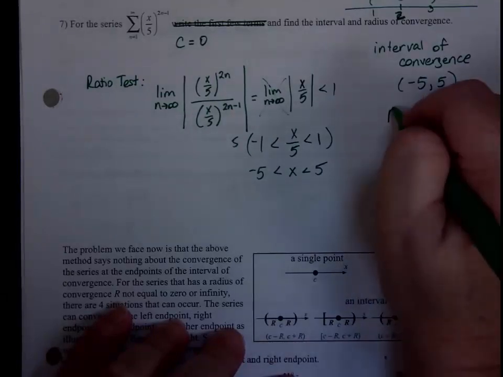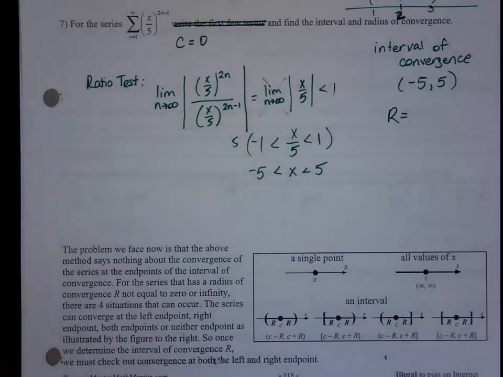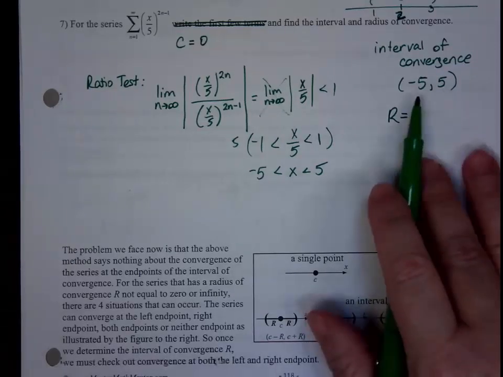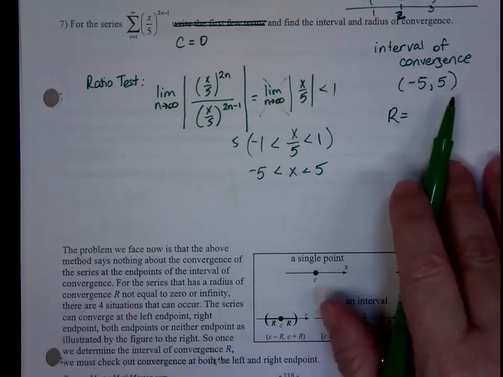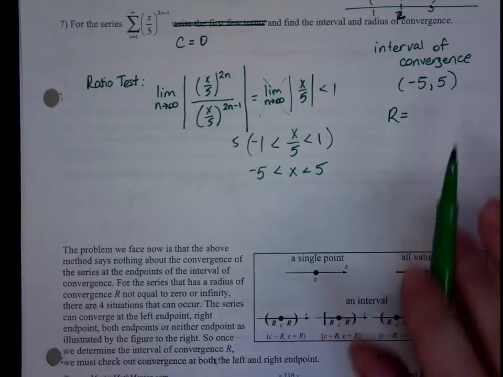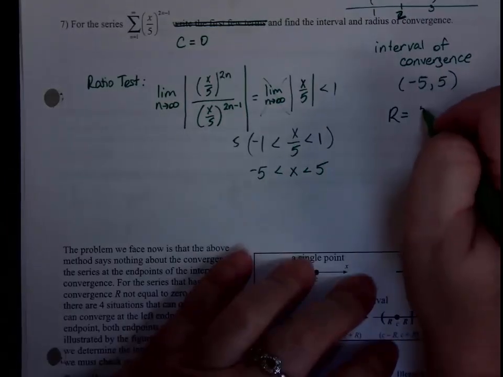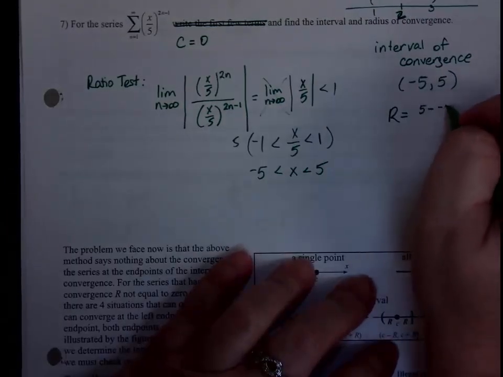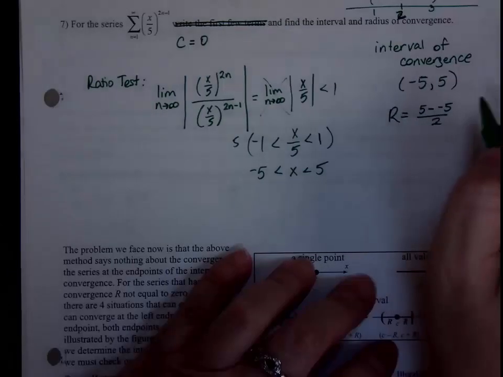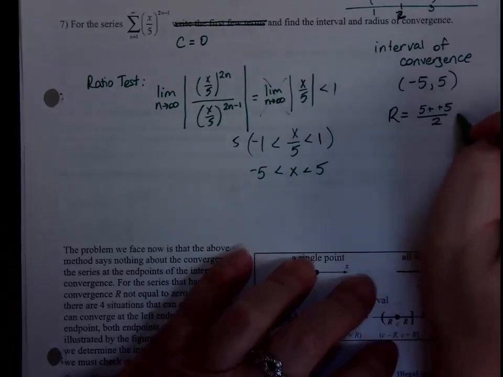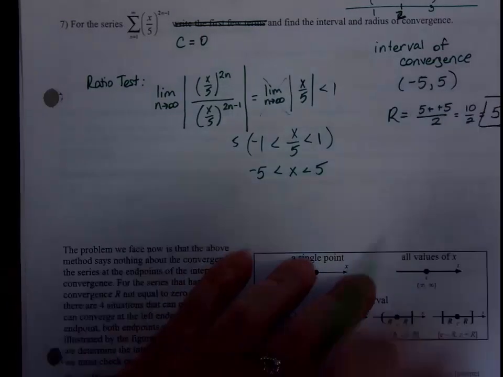Now, what is R? During my little break, we've come up with a formula to figure out R very quickly: take the endpoints of the interval, subtract them, and divide by 2. So we take the two endpoints, 5 minus negative 5, divide by 2, and we get 10 over 2, which is 5. And there's your radius.